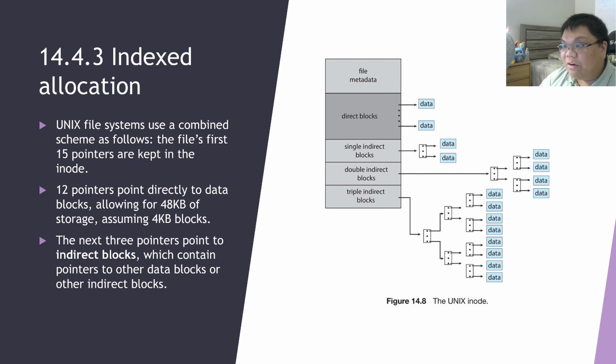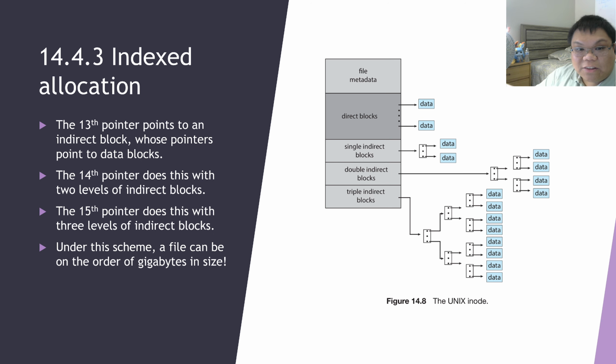It turns out the Unix inode looks something like this, where you have 15 pointers in the inode. The first 12 pointers point to data blocks. The next 3 pointers after that point to indirect blocks. So the 13th pointer points to a table of pointers. The 14th pointer points to a table of pointers, but those pointers point to their own tables of pointers, and then those pointers point to data blocks. The 15th does this at 3 levels.